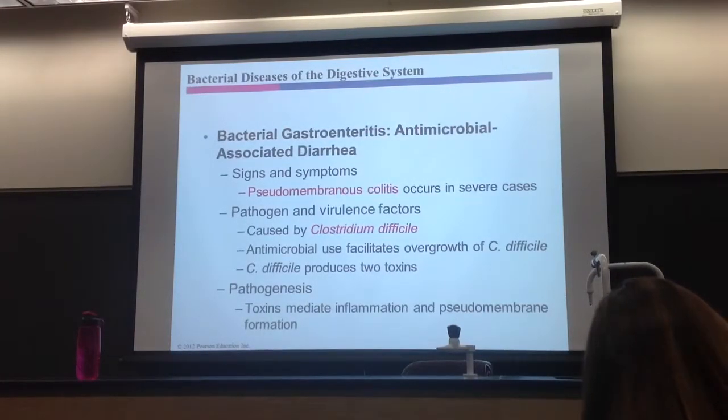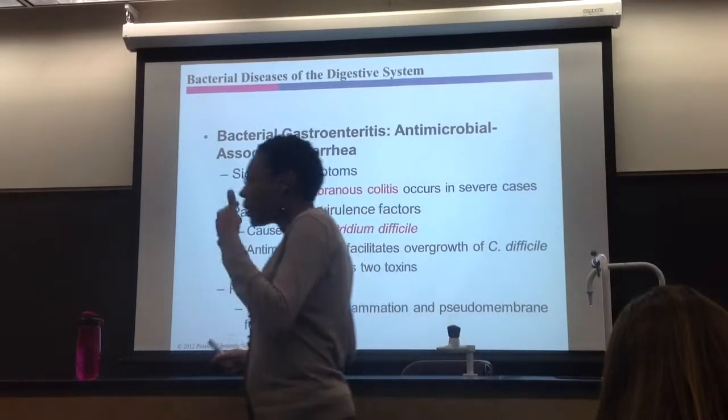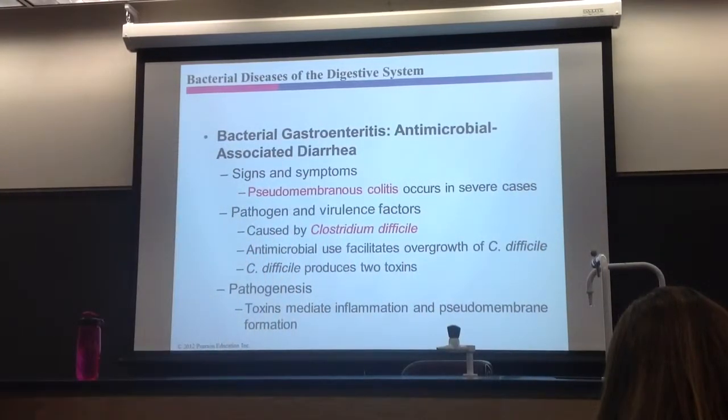This is the type of gastroenteritis caused by the overuse of antibiotics. This is the one that people actually cause. It's basically called antimicrobial associated gastroenteritis. It's only found in hospital patients on long-term antibiotic therapy. The antibiotics kill the normal flora, right? So the normal flora is gone.